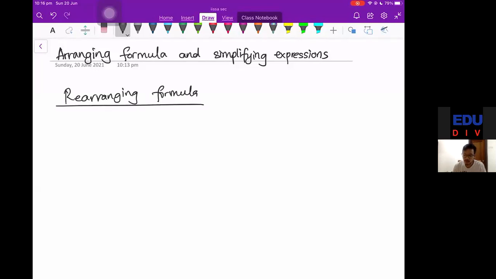Okay, first and foremost, what you need to know is the equal sign. Basically, we have a house on this side and another house on that side. So for a formula, whenever you are changing the side of where a term is, you are going to the other house, so we need to change the sign of the term.